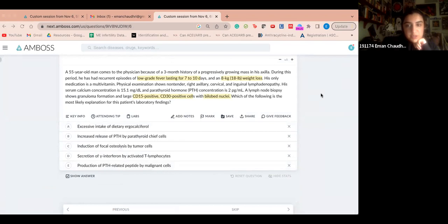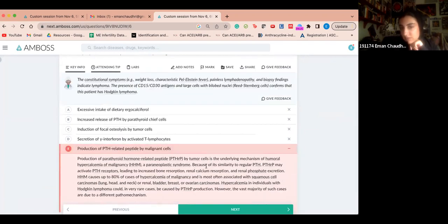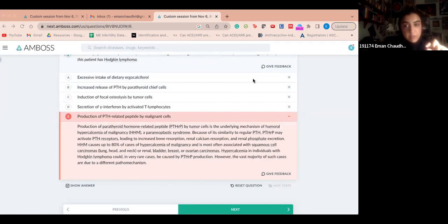So what other option do you guys want to go for if it's not C? So Suad said E. You want to go for E, production of PTH-related peptide by malignant cells. Okay, we can go for that. But it's not the answer because you will get PTHrP typically in other paraneoplastic syndromes. So you'll get it, for example, in squamous cell carcinomas of the lung, head, and neck. So typically in a squamous cell carcinoma, but this is not giving that picture. So this is a harder one, definitely, but it's an important concept because it ties back to other things.